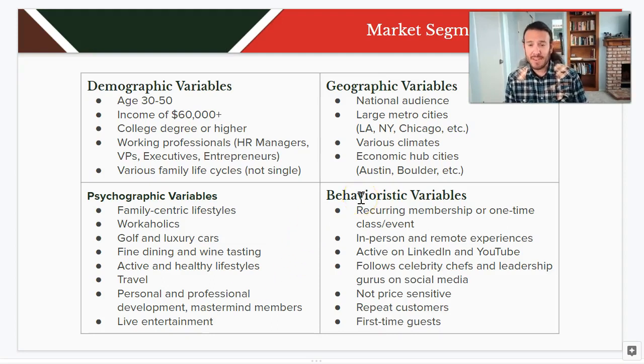And then you've got the behavioristic variables. We've got a number of different customer types. We might have folks that have recurring membership. I would like to have folks that are doing an online weekly or monthly class, depending on what the topic is. We've also got in-person and remote experiences. So we've got remote membership, recurring membership, where the folks are coming in monthly and they're paying a monthly subscription.